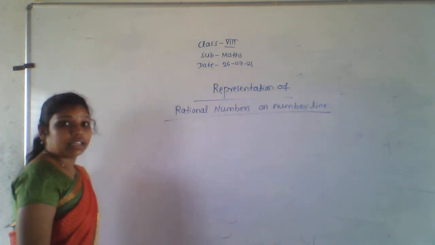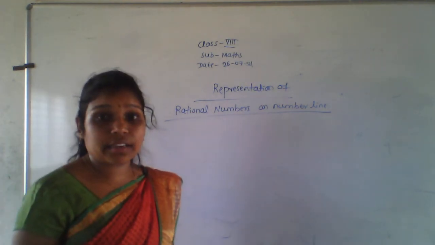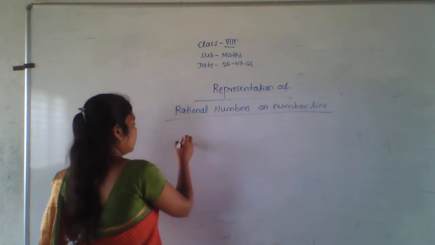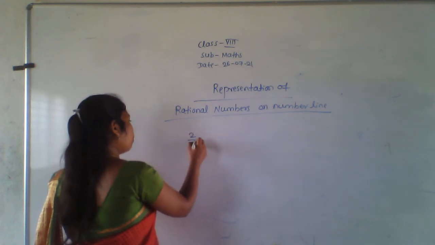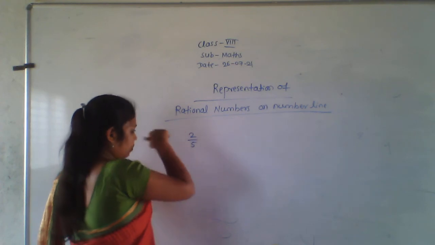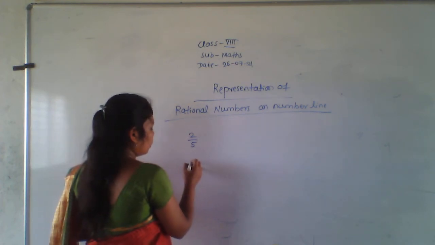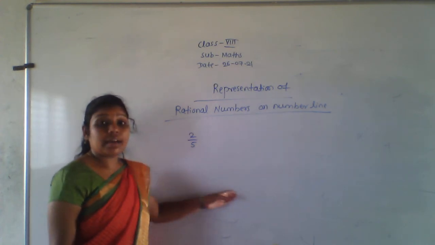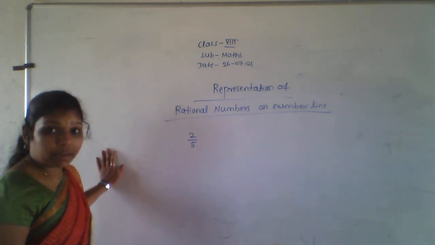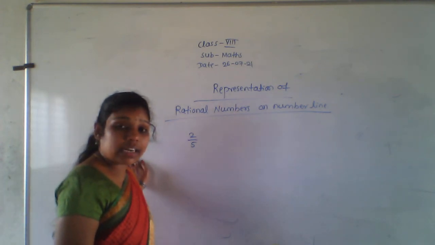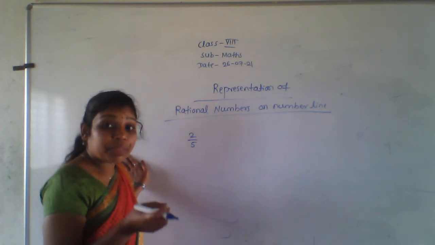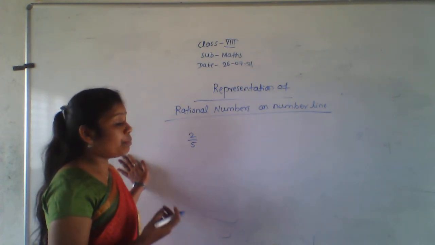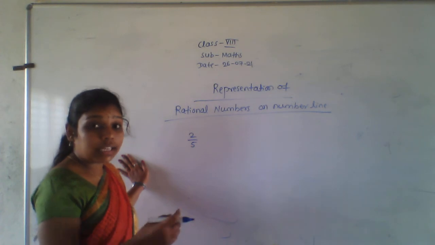Representation of rational numbers on a number line. See here, I will give an example, 2 by 5. 2 by 5 is one rational number. We have to represent this rational number on the number line. I hope everyone knows the number line, right? In the 7th standard you studied the representation of integers on a number line. Now we are studying the representation of rational numbers on the number line.